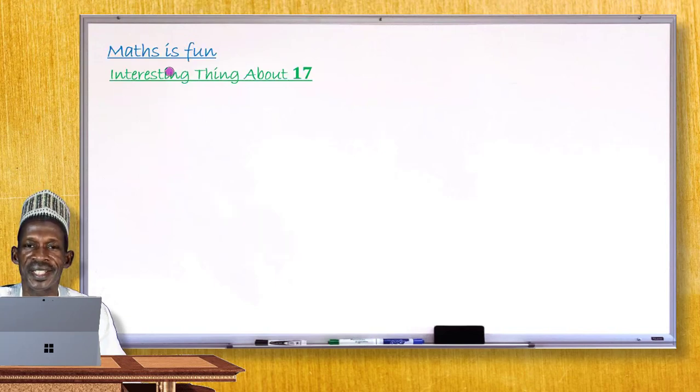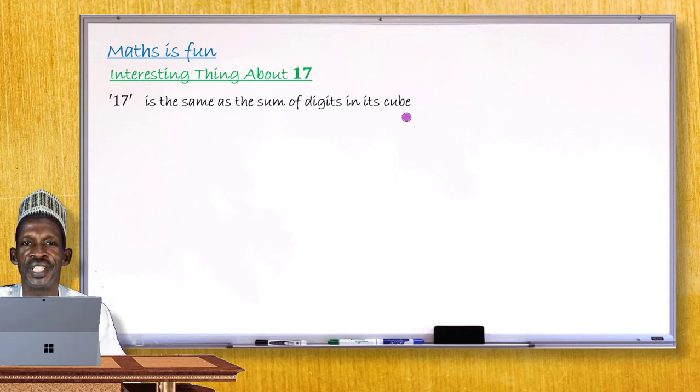So what is interesting about this very number 17? The number 17 is the same as the sum of digits in its cube. That is, if we find the cube of 17 and add the digits in the cube, it will give you the number back. Let's find out. So 17 raised to the power of 3, that is 17 cube. If you compute it correctly, it gives you this number, 4,913.